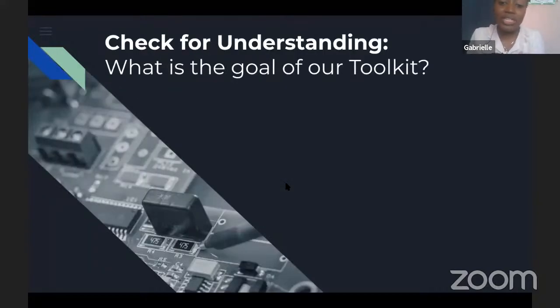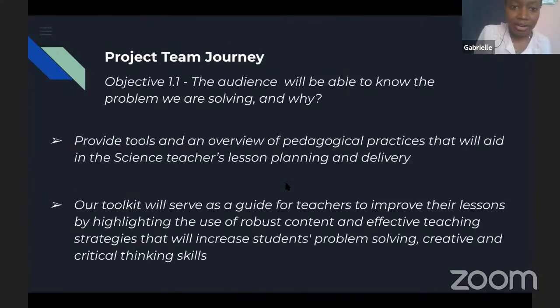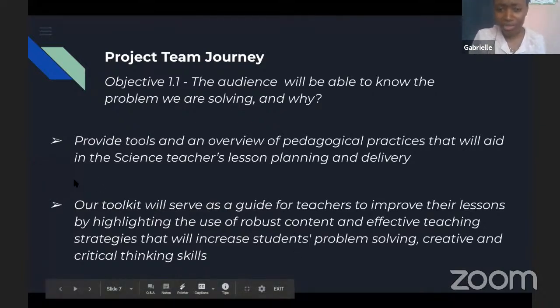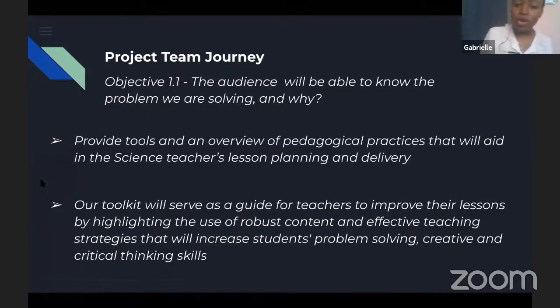Our toolkit would be, oh, you can go back one sec, Lemon. Yeah, and we know that in doing so, we don't want to rob from the robust content, because you have teachers that, yes, might use songs and so on in the classroom, but it lacks content.